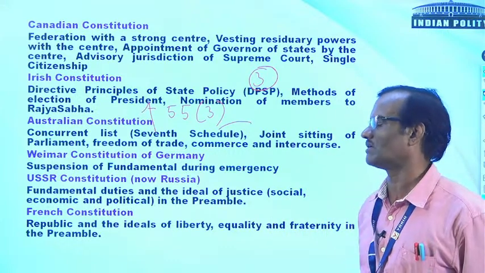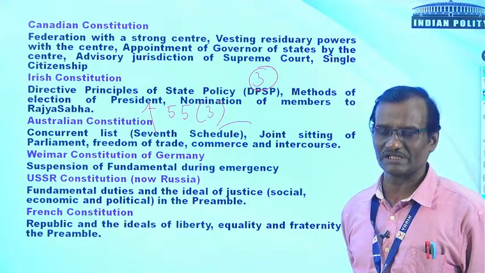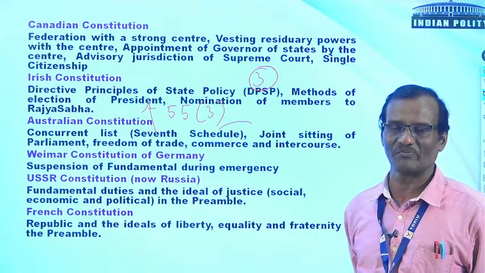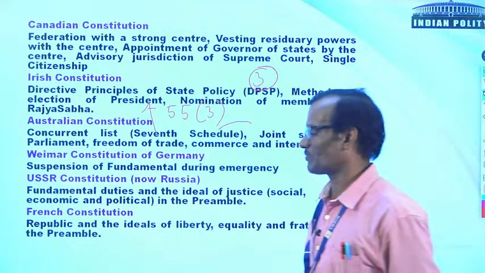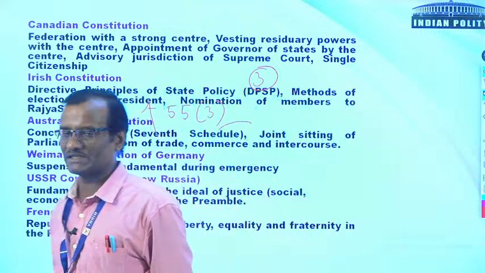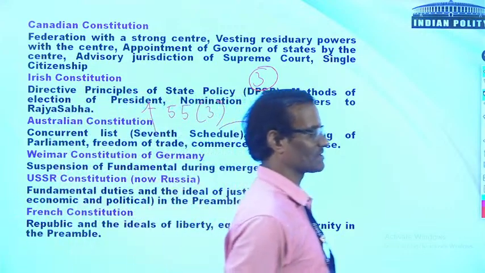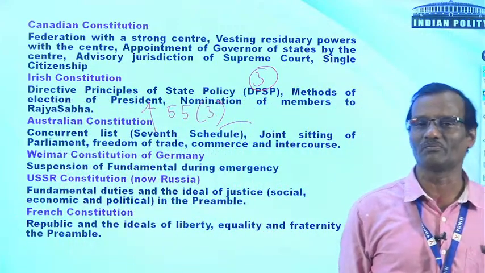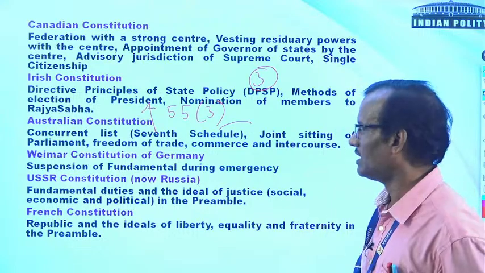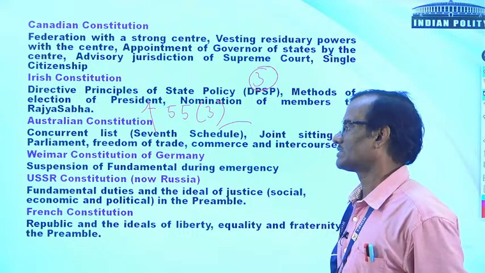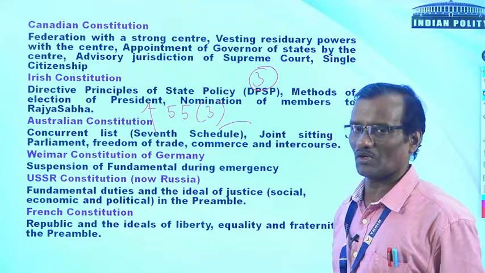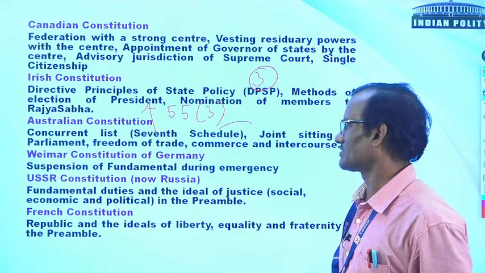So the President summons a joint sitting when there is a disagreement between the two houses over a bill, and the joint sitting is usually presided over by the Speaker of Lok Sabha. If he is not there, then the Deputy Speaker or Deputy Chairperson of Rajya Sabha or any other member appointed by the President chairs the joint sitting. So that is a unique provision. We have borrowed it from the Australian Constitution.